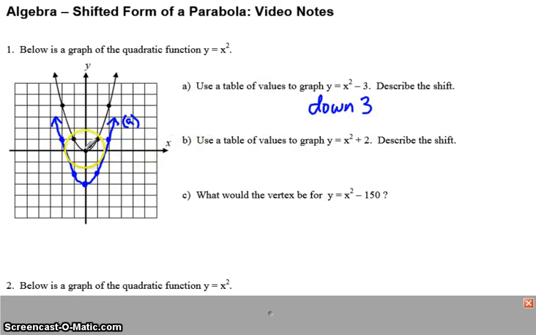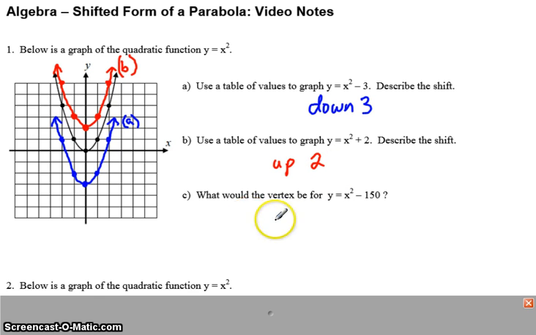Plus 2, I'm just going to take every point from the original and move it up 2. So that would go there. This one I'm going to move up 2. And these I'm going to move up 2. Not the worst parabolas I've ever drawn, but definitely not the best. Alright, and this is my part B. So this would be up 2.